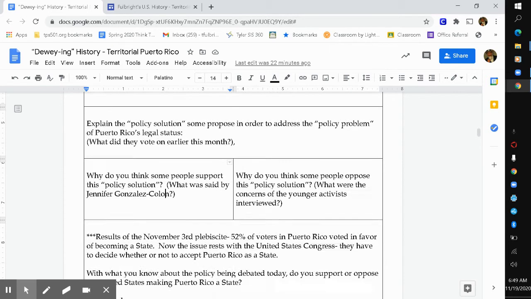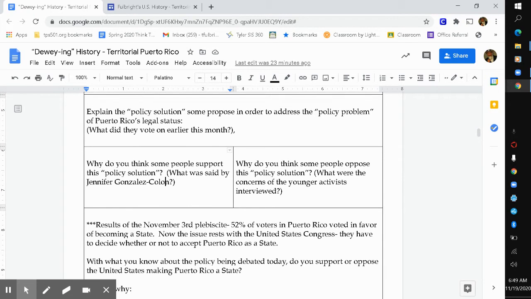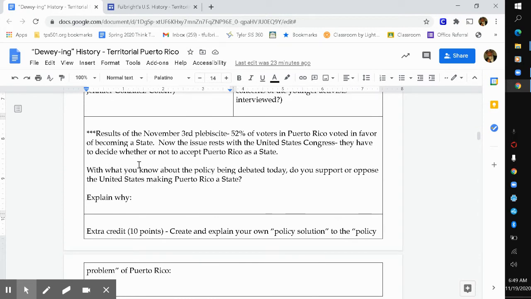So, what we have here is a debate between people who think that we need to try our best to make sure Puerto Rico is treated equally with the other states by making them a state. There are other people who think that we've got other concerns for Puerto Rico. They've got bigger problems than worrying about whether or not they are treated equally. You're going to tell me whether or not you think we should make Puerto Rico a state.